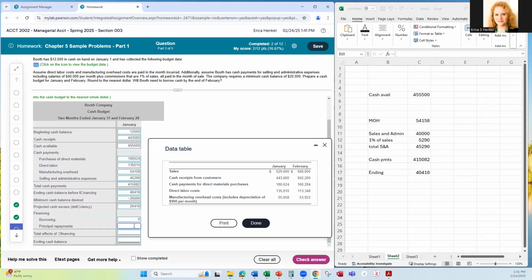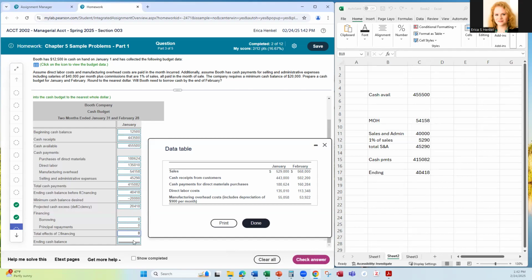So ultimately, the purpose of this is to say, hey, are we going to run out of cash? And if so, then we need to borrow some cash to make sure we have our minimum cash amount. Okay. Now, it doesn't look like we had any cash repayments from a previous borrowing that we need to worry about in this month. If we did, we would include that here to show that we were going to be repaying. Okay. We have no effects of financing, which would be the difference between borrowing and repaying.